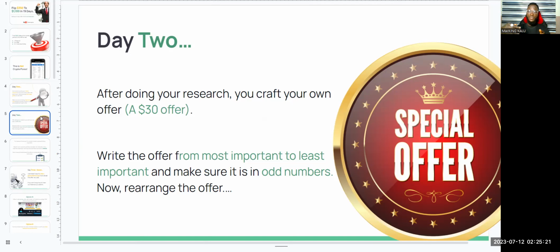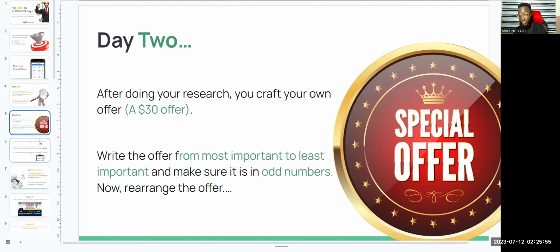Then after you've written it down, make sure you write down the offer from the most important part to the least important part. There's always that bonus part of the offer. Most times when we are creating offers, we write the most important as the main offer, then we write plenty of bonuses as the least important.